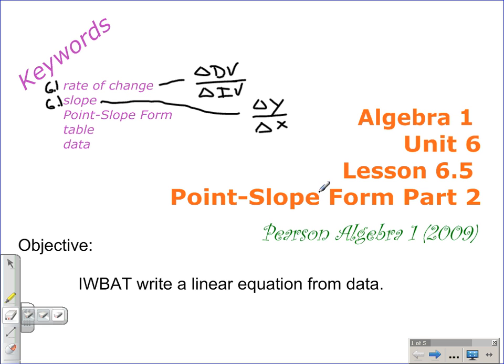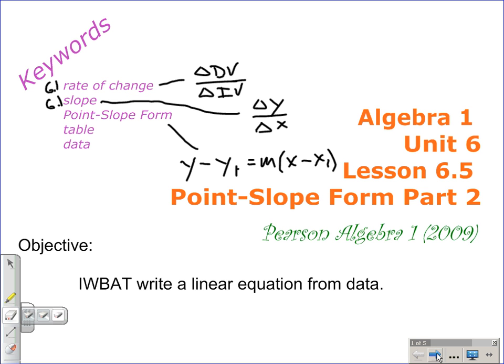Point slope form we talked about in the Part 1 version of this lesson 6.5. It's y minus y sub 1 equal to the slope times the quantity x minus x sub 1, where x sub 1 and y sub 1 are the coordinates of an ordered pair. So that's the point slope formula. These words are important, table and data. The data is going to be given to us in the form of a table today.